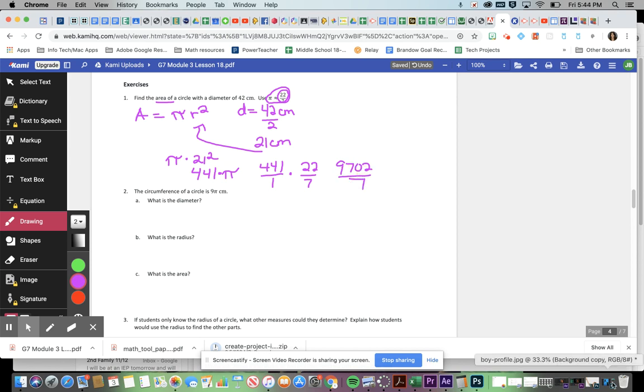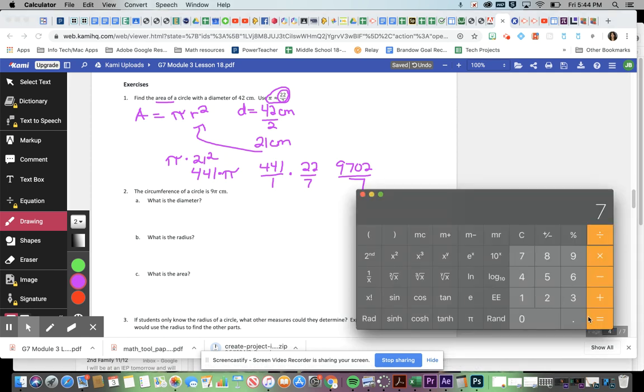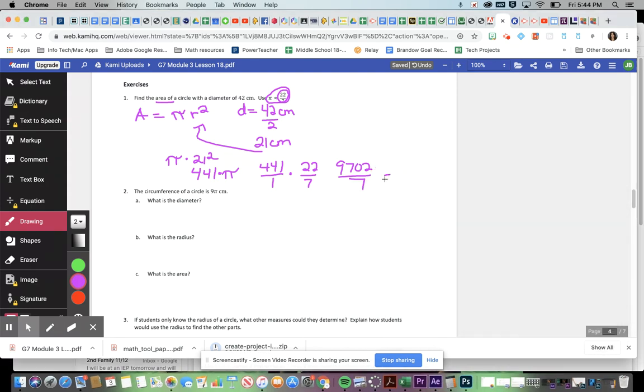And then I can divide 9,702 divided by 7. And it comes out evenly, so we won't need to leave it. 1,386. If it did not come out evenly and had a really long decimal, we would leave it in this form. But since it didn't, this will be perfect. 1,386 centimeters squared is our approximate area for this circle. Okay, so we'll work on the others later in class tomorrow.